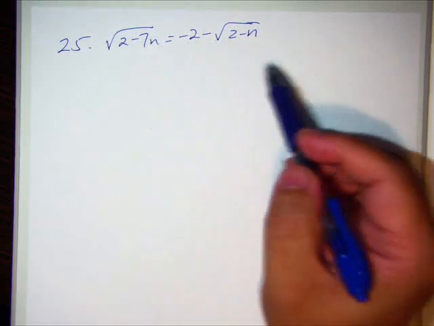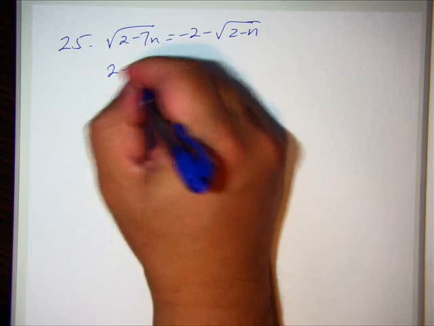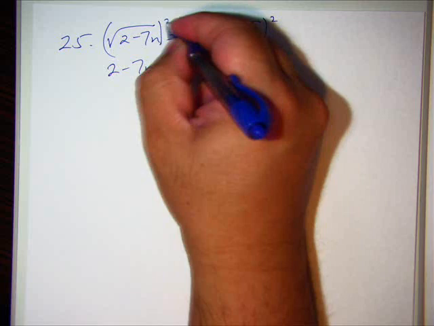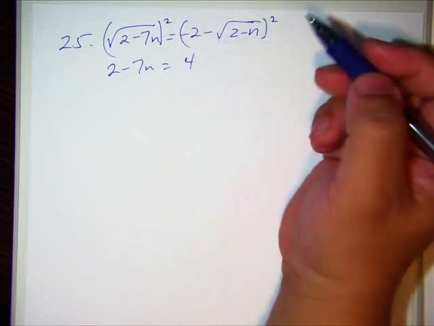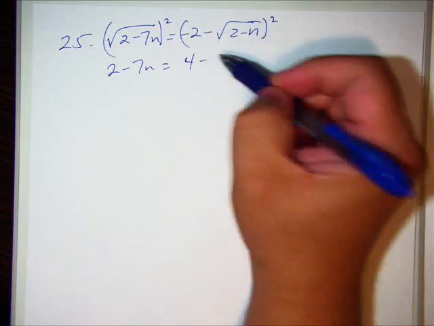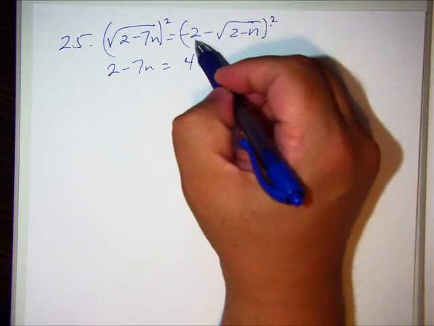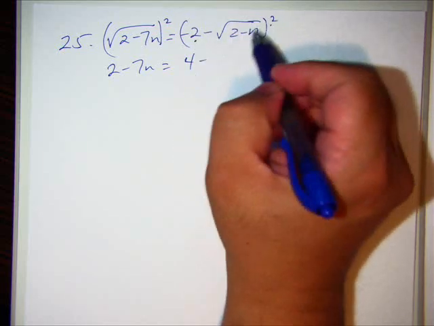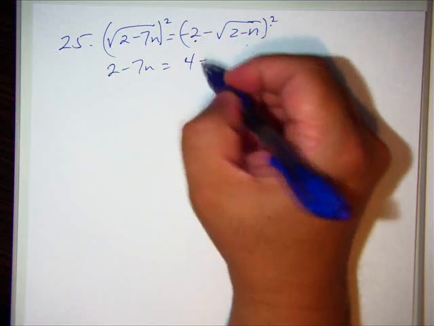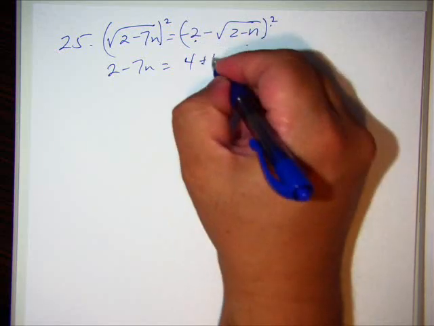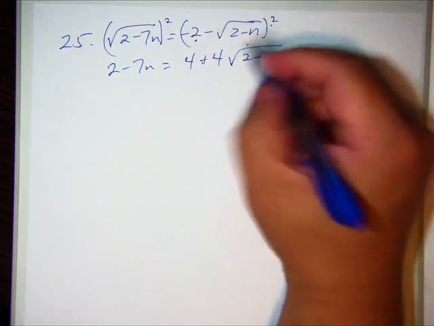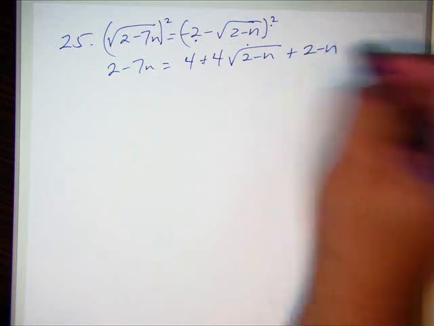Again, we have that mess. Square both sides. That'll be 2 minus 7n. Oh boy, I'm squaring this. That's going to be positive 4. Bring down a negative. It's going to be 2 times negative 2 times square root of 2 minus 9. So it ends up being minus negative 4. Well, minus and negative makes it positive, so it's plus 4 square root of 2 minus n.